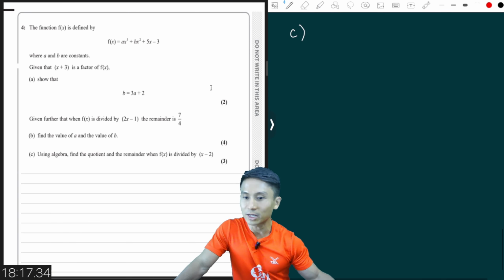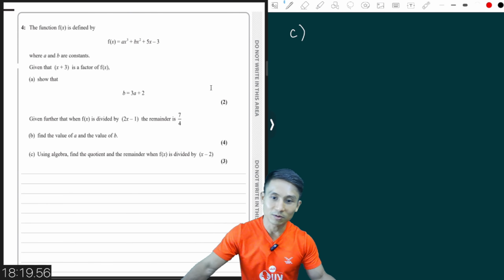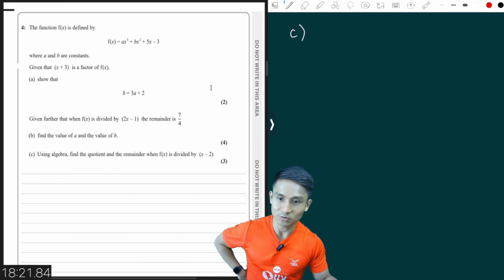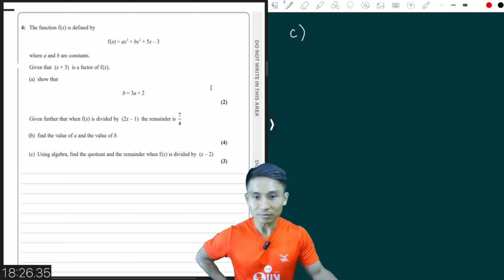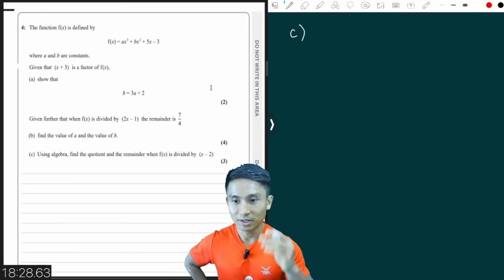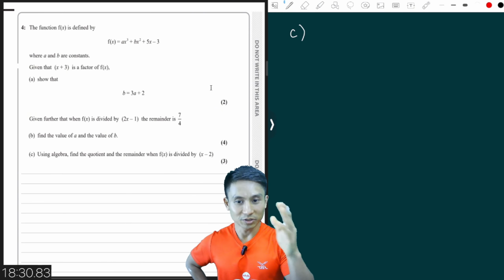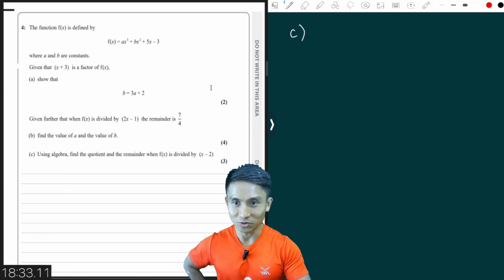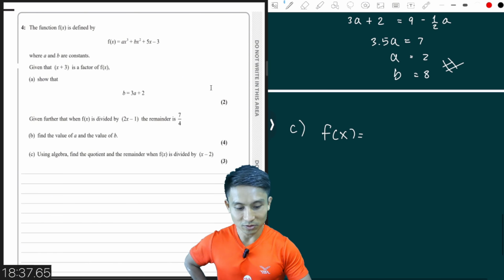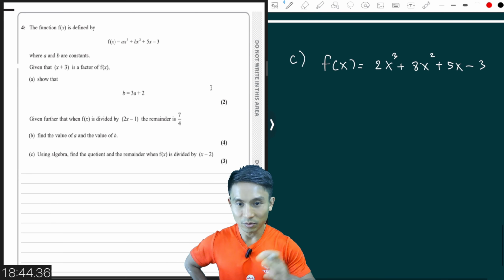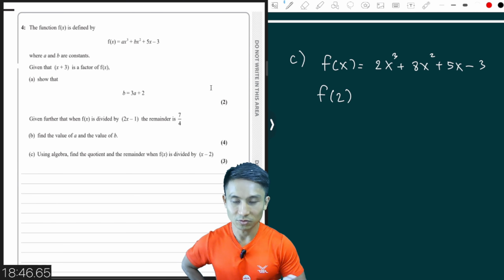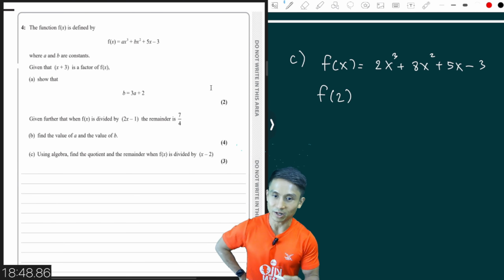Part C. Using algebra to find quotient and remainder when f(x) is divided by x minus 2. Algebra. Well, that includes long division. But it's okay. We can use the theorem here, which is also an algebraic method. So now f(x), a is 2, so there's 2x cubed plus bx squared plus 5x minus 3. Remainder, we're just going to do f(2). That's also possible because this is an algebraic method.